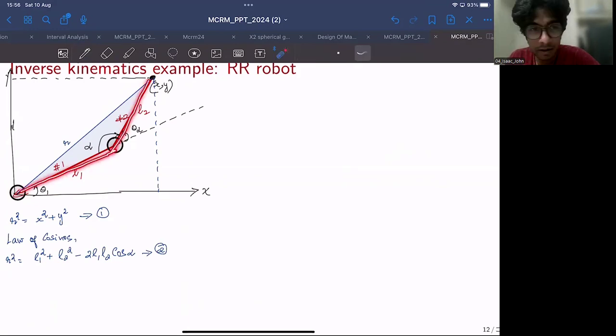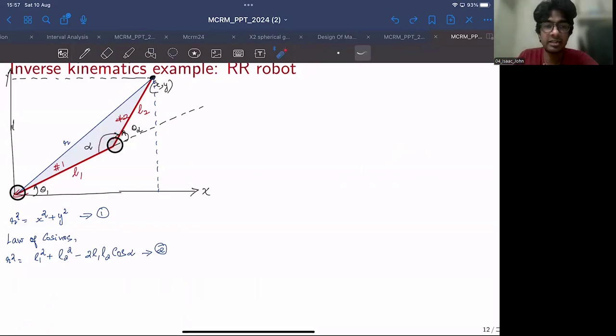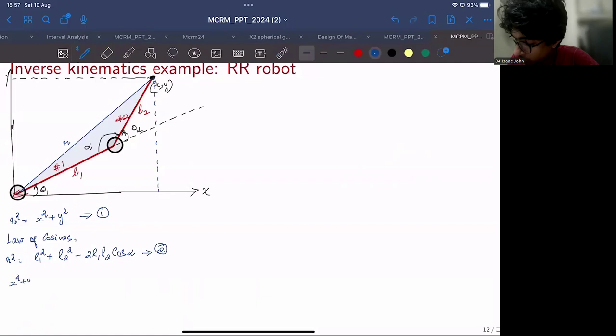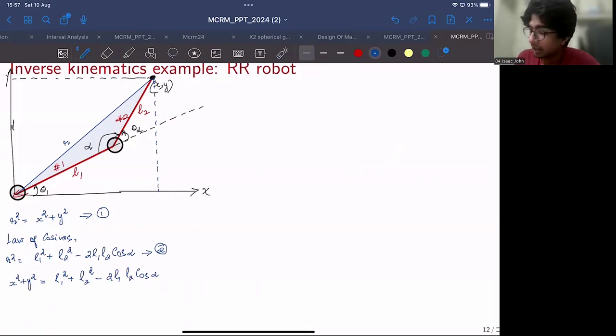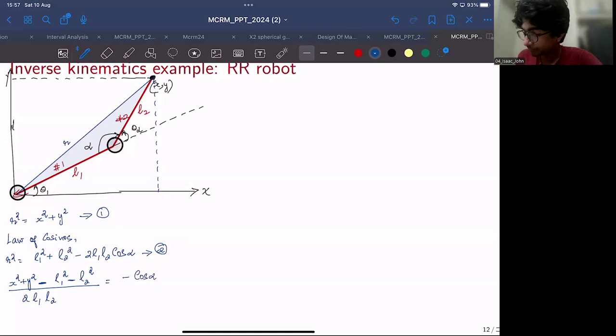So L1 square plus L2 square, this angle, sorry, this angle is alpha. So from comparing 1 and 2, you can write x square plus y square is L1 square plus L2 square minus 2 L1 L2 cos alpha. And I would like to bring cos alpha to one side and everything else to the other side. So how would it look? x square plus y square minus L1 square minus L2 square by 2 L1 L2. This would be minus cos alpha. I hope you would agree with this, right?